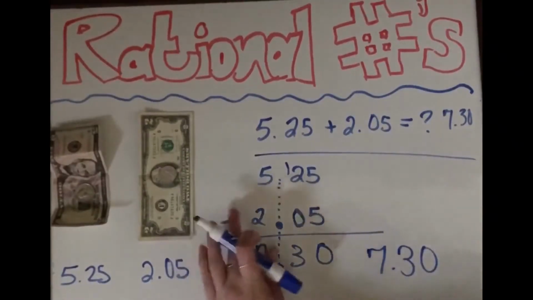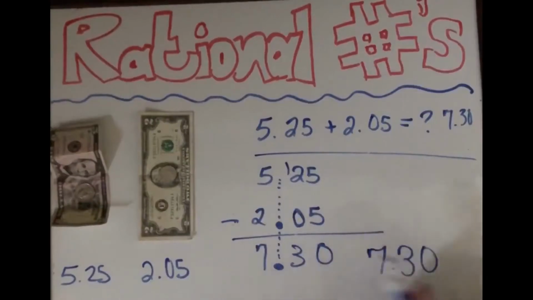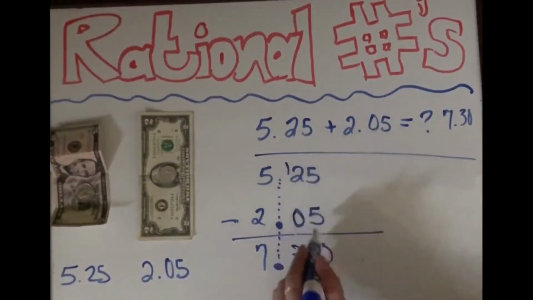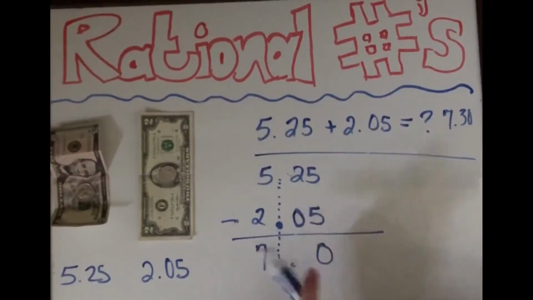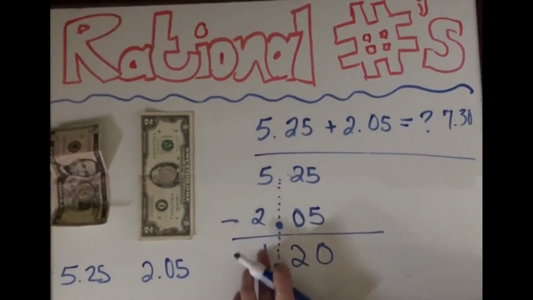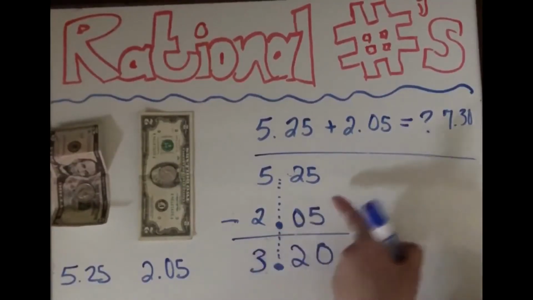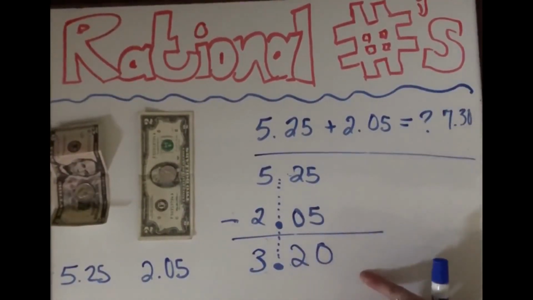And it's the same for subtraction as well. We can change this to subtraction. This will be different. 5 minus 5 is 0. 2 minus 0 is 0. 2 minus 0 is 2. 5 minus 2 is 3. So $5.25 minus $2.05 is $3.20.